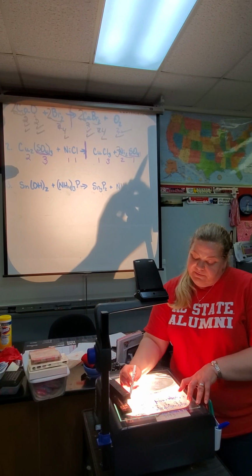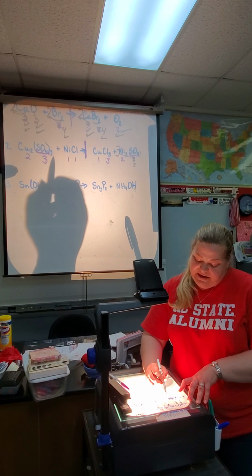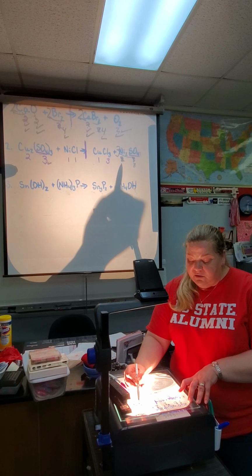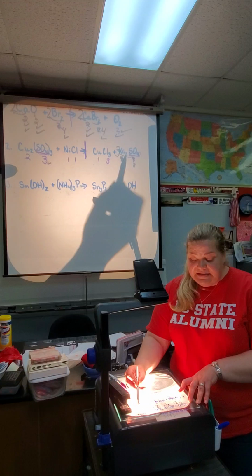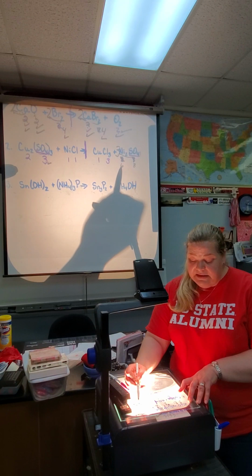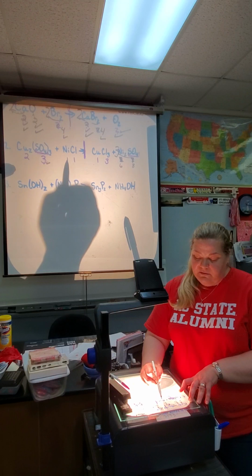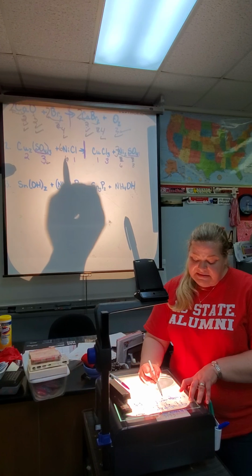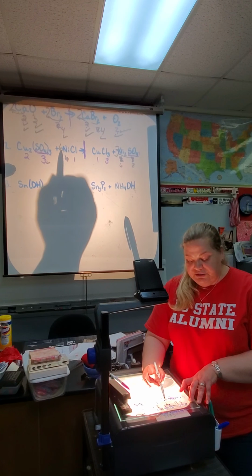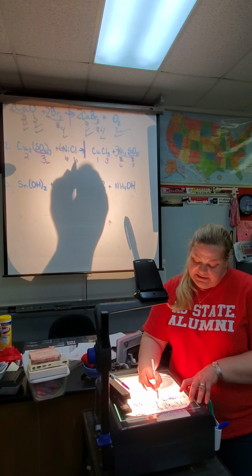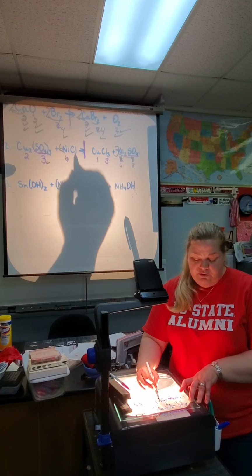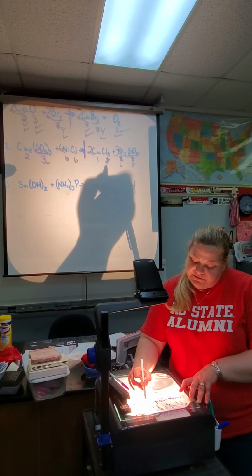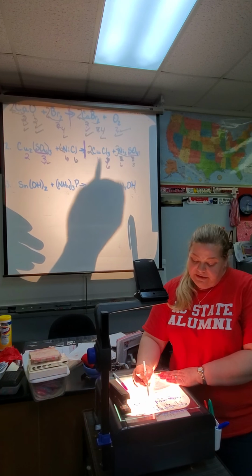So now distribute. Now I have 3 sulfates and I have 3 sulfates. That in turn changes my nickel to 6. 3 times 2, distribute, is 6. Come back over here, I have 1 nickel. Put a 6 there. Now I have 6 nickels. That changes my chlorine to 6. Distribute. That 6 over here, I put a 2 right there. 2 times 3 is 6. So now my chlorines are balanced.